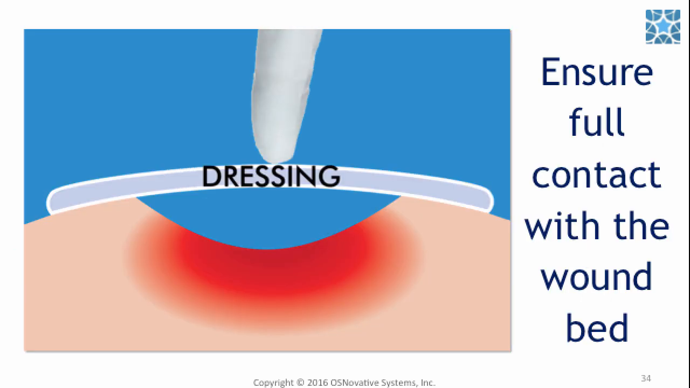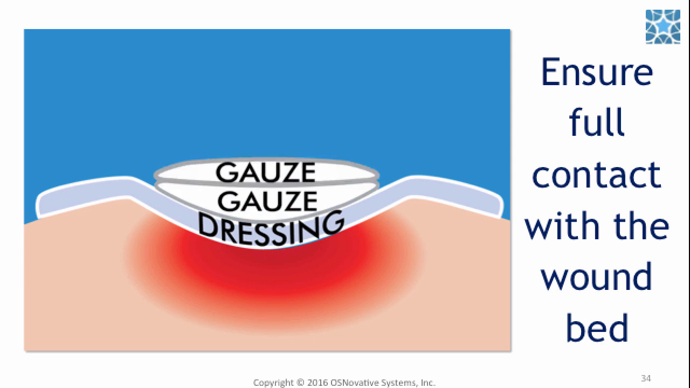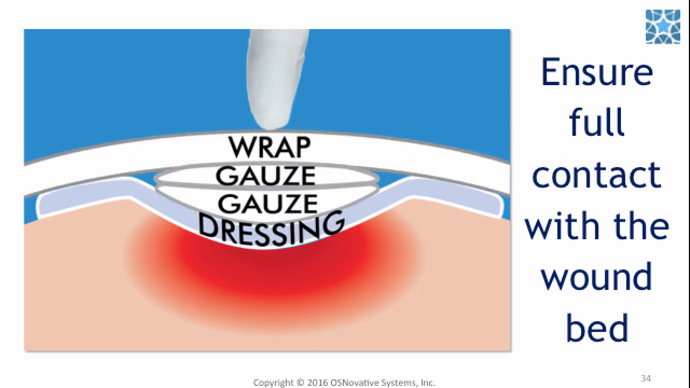If the wound has any depth, apply Enluxtra, press it down with your finger, place folded gauze pads on top, and apply a wrap. Press it down again to ensure there is no tenting, and Enluxtra will stay in full contact with the wound bed at all times.